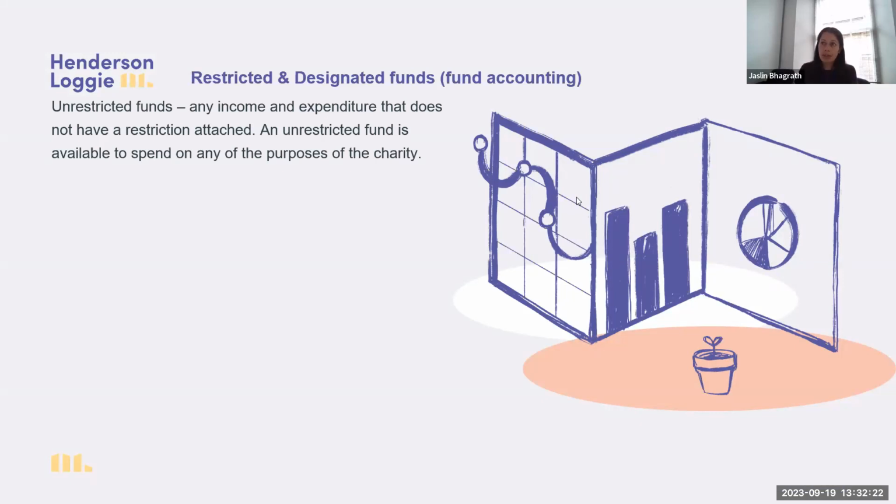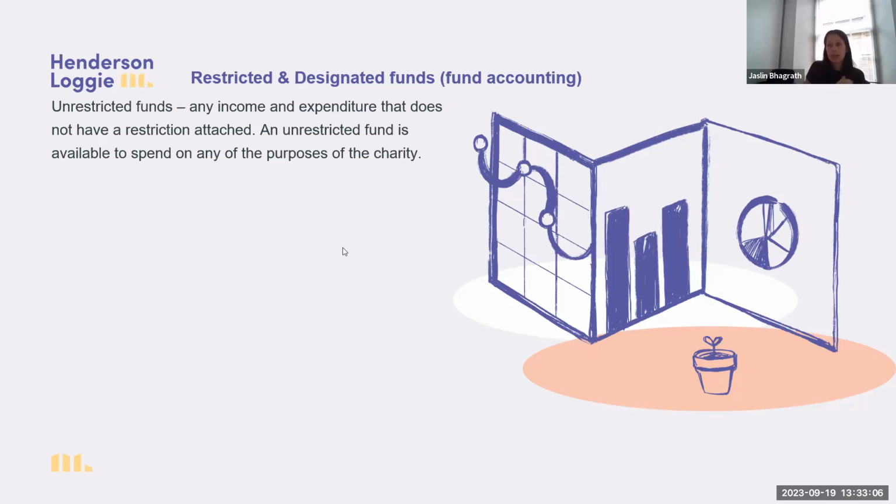So when we talk about fund accounting, there are three main funds. You've got unrestricted, restricted, and endowment funds. So unrestricted fund is any income and expenditure that does not have a restriction attached to it. So if a charity is given income and there are no restrictions, and it's at the discretion of the trustees as to how that is spent, that sits in an unrestricted funds pot, and you can spend that obviously for charitable purposes in any way you wish.